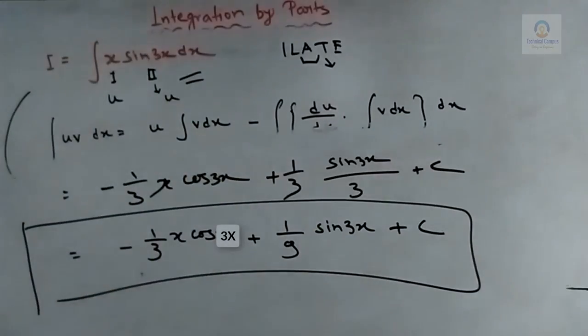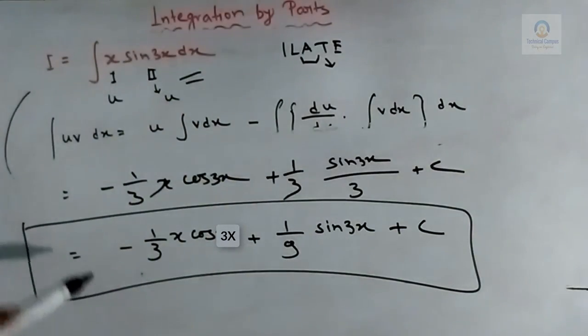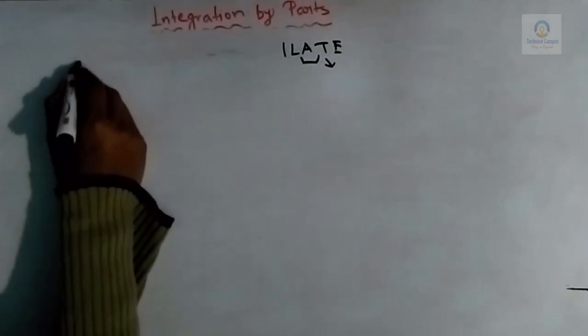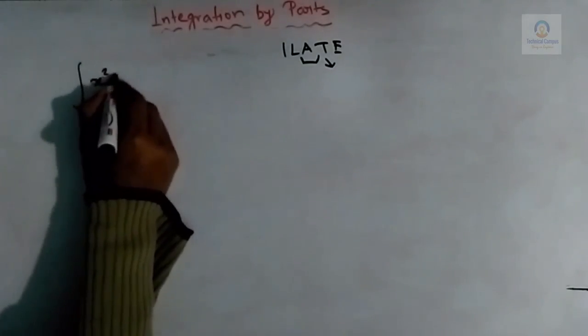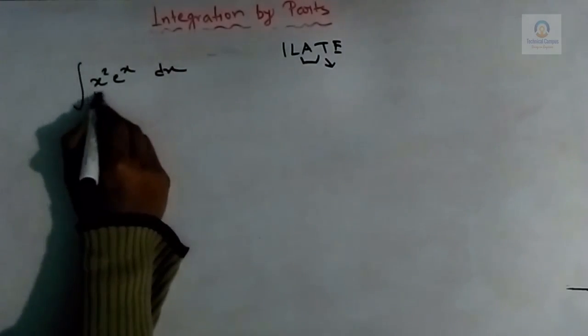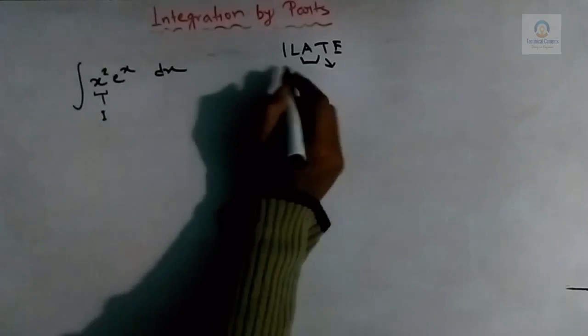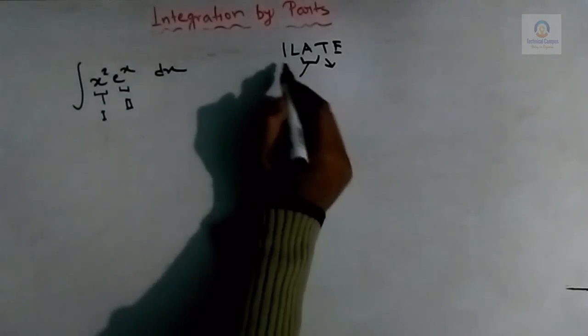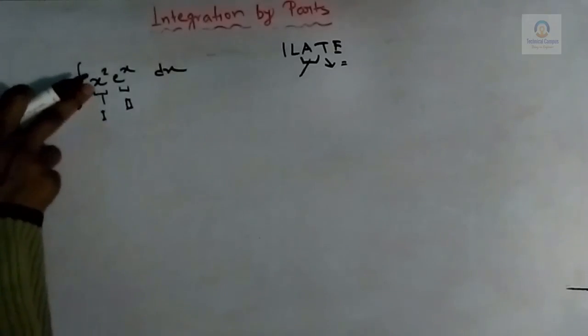Okay, so we have learned the use of LIATE. So let us solve one more example: x square e to the power x. You can see we have to consider this term as the first function because this is an algebraic term and this is exponential, so this will be the second function, because in the word LIATE, A comes first and then E. So according to this arrangement x square should be the first function.